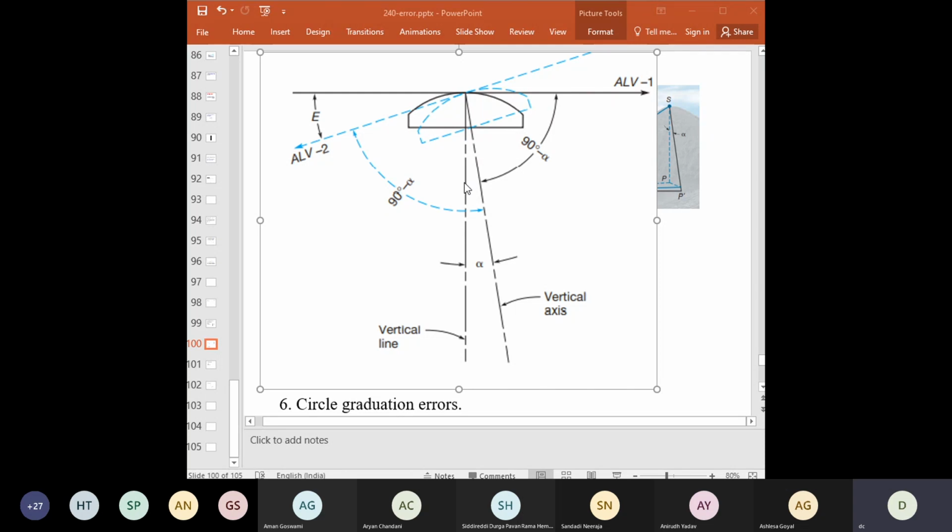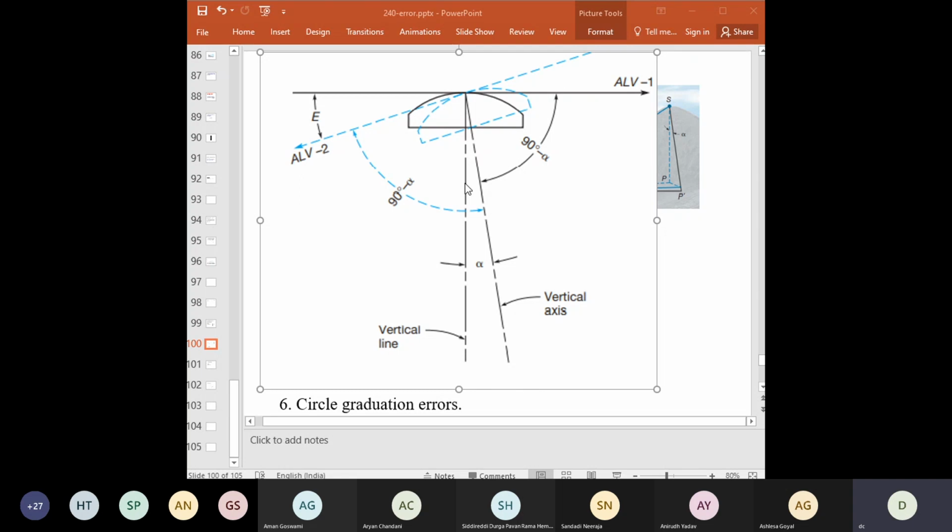Okay, so although the instrument can be used to obtain accurate results with the plate bubbles misaligned, it is inconvenient and time consuming, so the adjustment should be made quickly. As we discussed earlier, we should again set up the tripod, go for proper centering and all those.